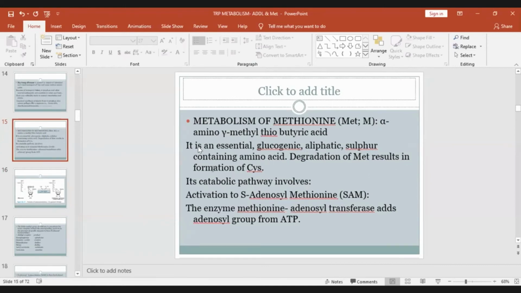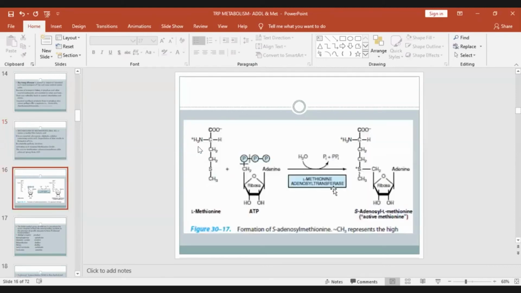Degradation of methionine results in formation of cysteine. Its catabolic pathway involves activation to S-adenosylmethionine. So first, methionine adenosyl transferase. So methionine plus ATP forms S-adenosylmethionine.